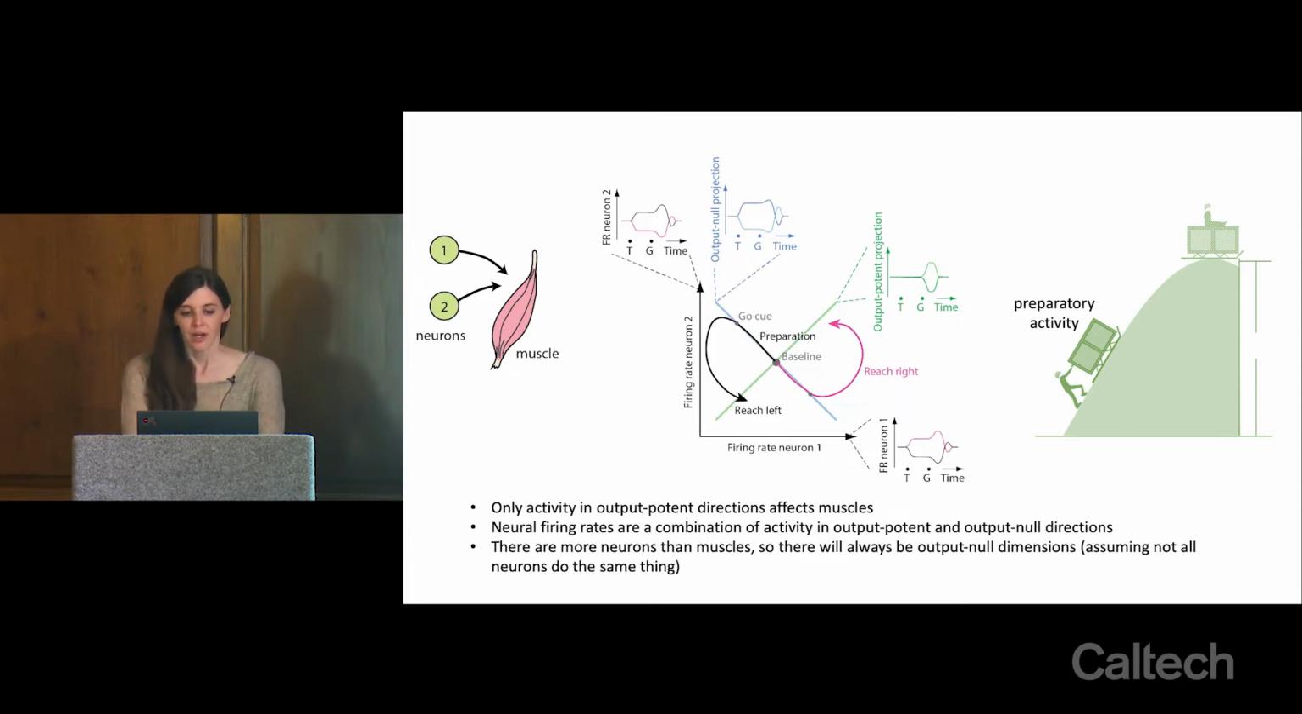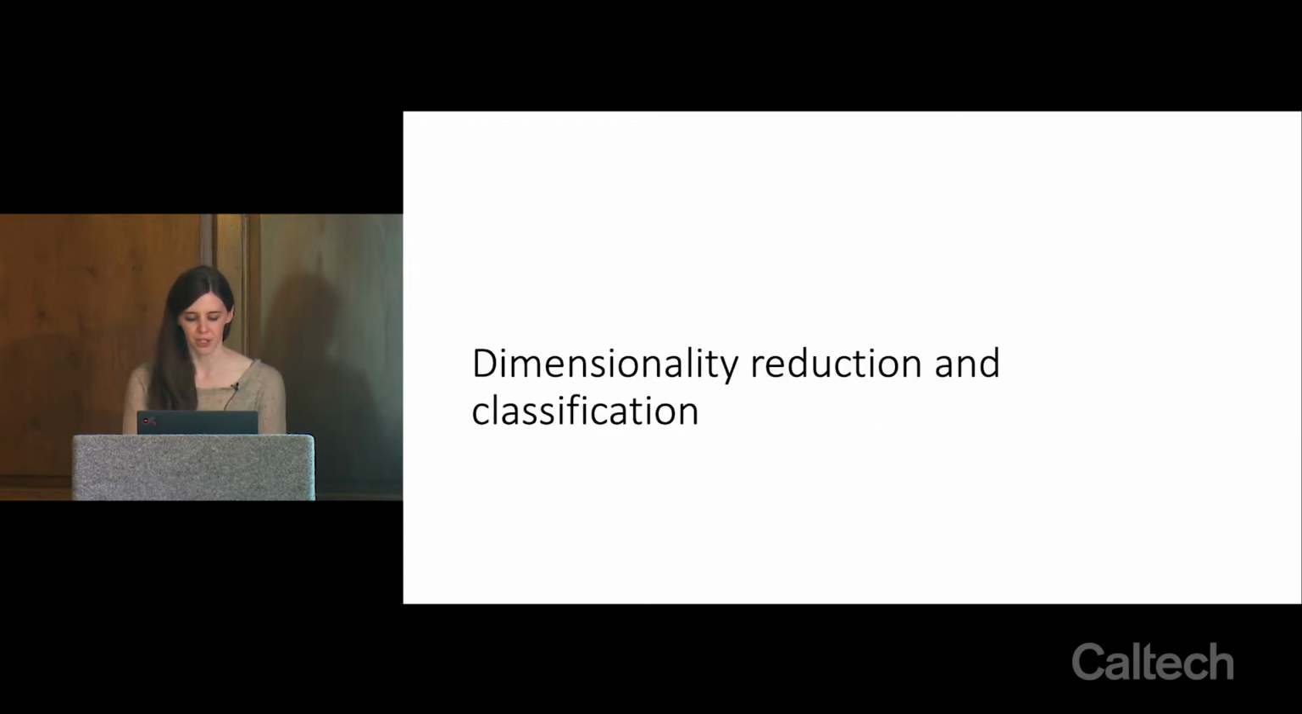Okay. So that is the concept of projections. And now for the rest of this intro talk, the remaining half hour or so, we're going to talk about forms of projections of neural activity. The first is dimensionality reduction, and the second is classification. Both of these are just different strategies for taking projections of neural activity.